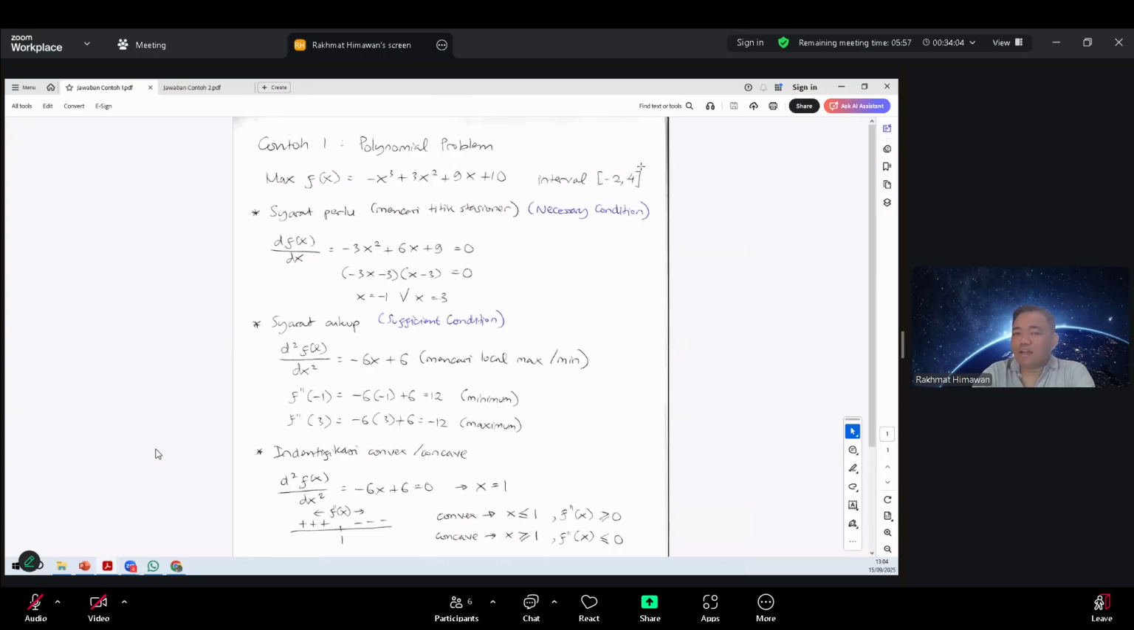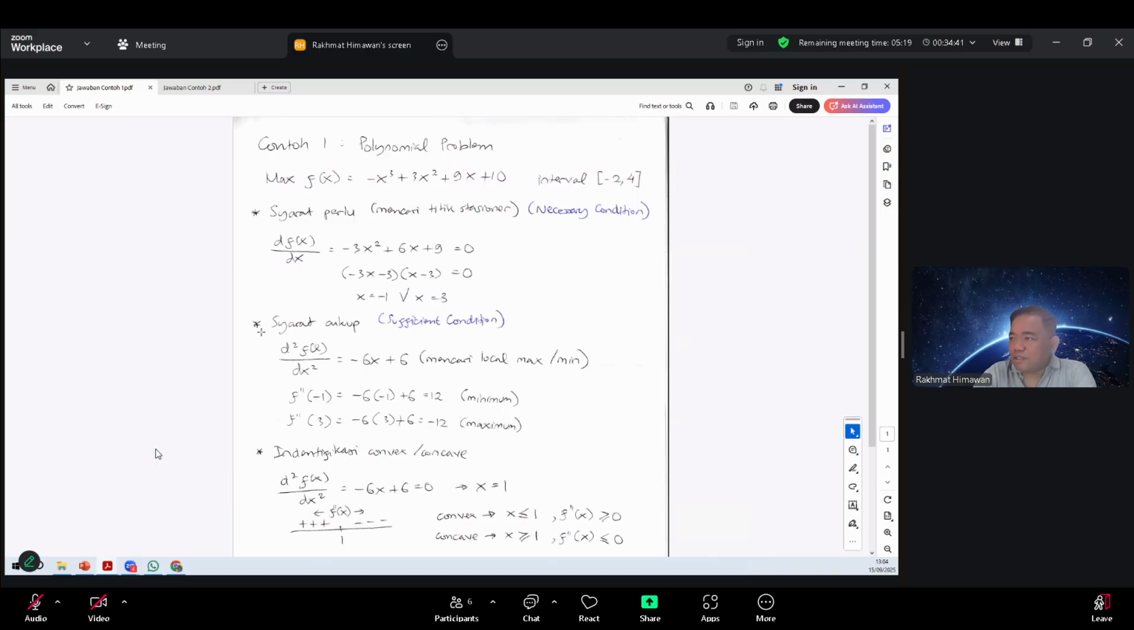When we know that we are given the interval, the first step is we need to find the necessary condition, which is just the first derivative of f(x) equal to 0. So the first derivative of f(x) is equal to 0. We got x equal to minus 1 or x equal to 3. So these are the stationary points. They could be minimum, could be maximum, could be a saddle point, but these are the stationary points.